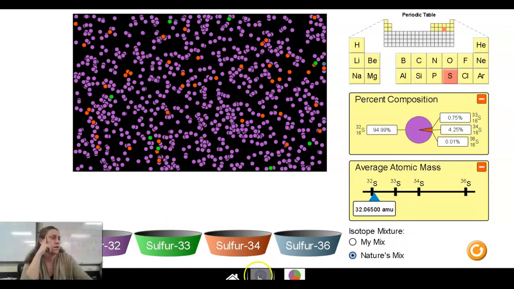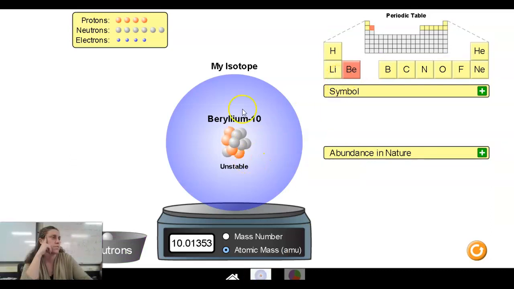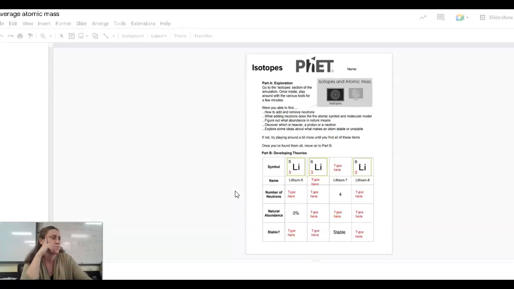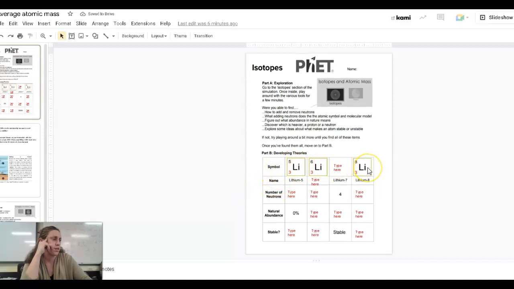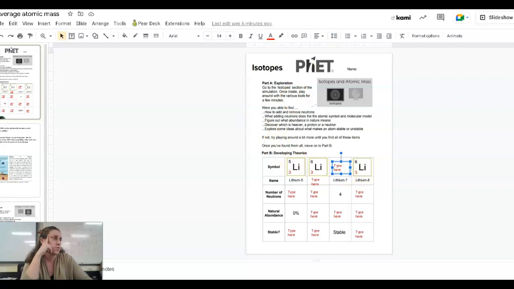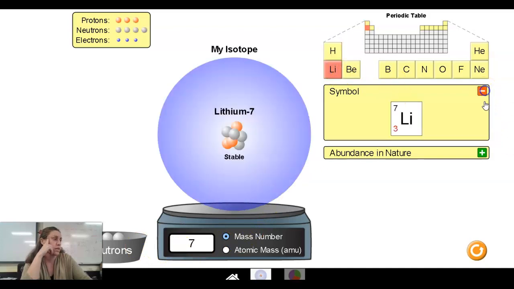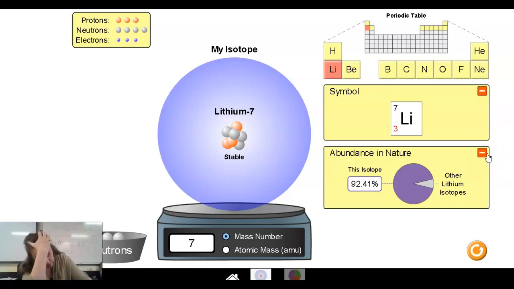Okay, all right. So I'm going to go here, and I'm going to go to classwork, and I got the average atomic mass. So I have lithium, lithium, lithium. They're all going to have blank. And so we're going to be talking about the four different isotopes of lithium. So if I go here, I'm going to go to Li. I'm going to go ahead and click that symbol.